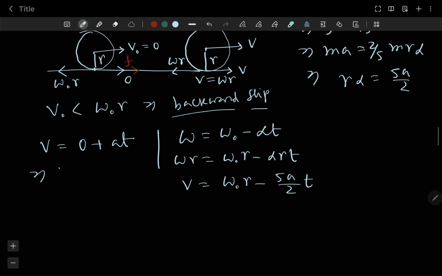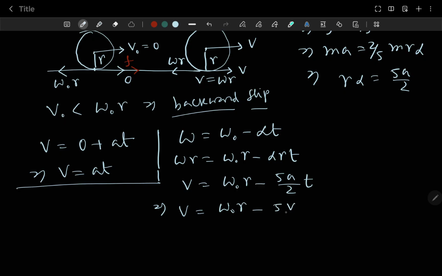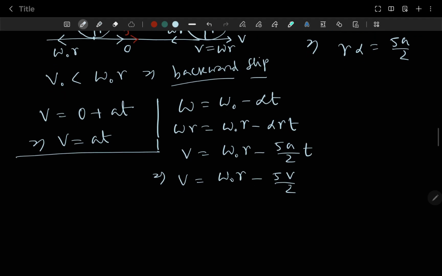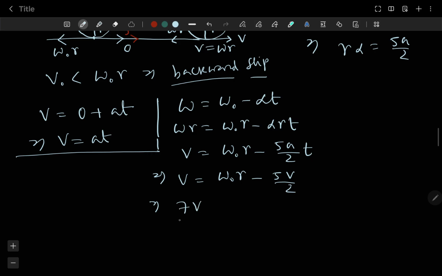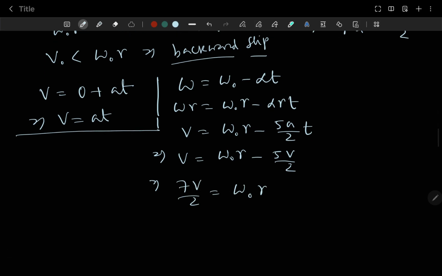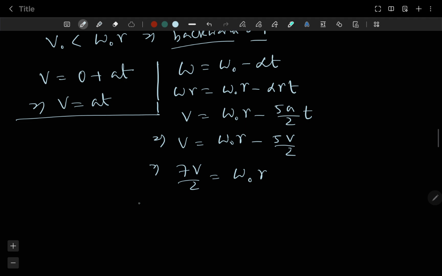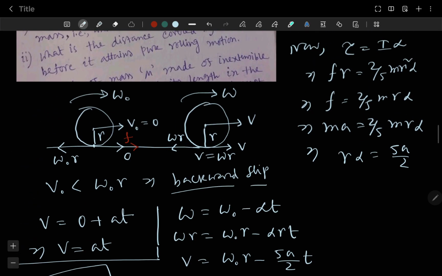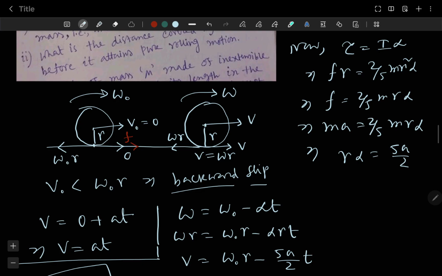Now at equals v. So I can put here v equals omega 0 r minus 5v by 2. So if it comes this side, then it becomes 7v by 2 equals omega 0 r. So from here we can write v equals 2 omega 0 r by 7. Okay, the first answer is here. When it starts pure rolling, the velocity of center of mass I have found.